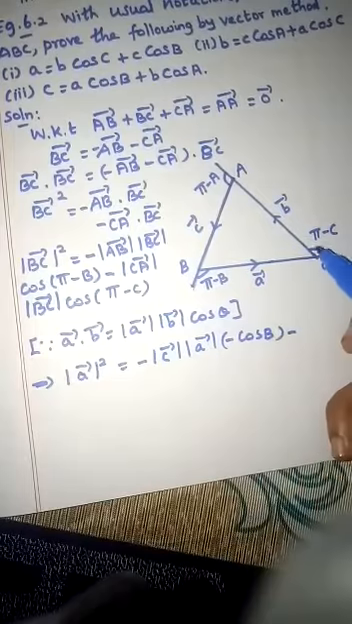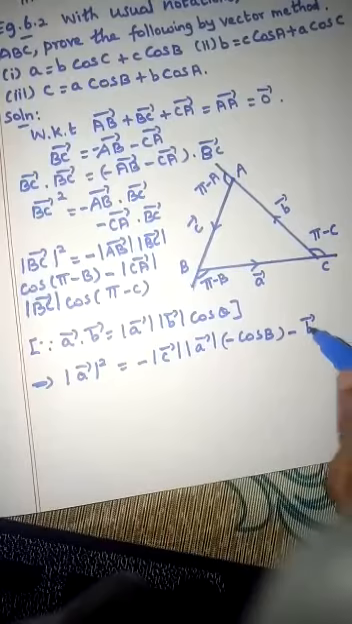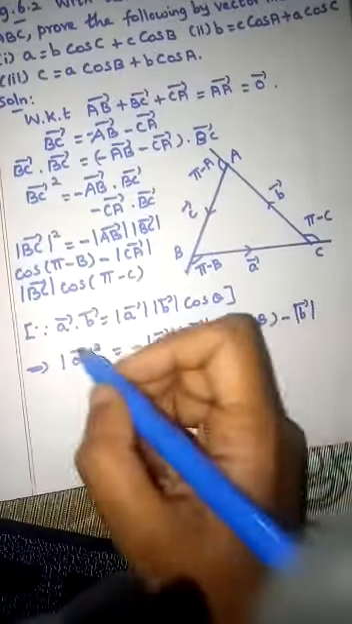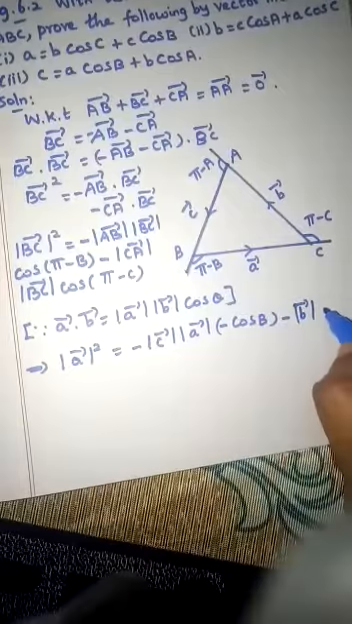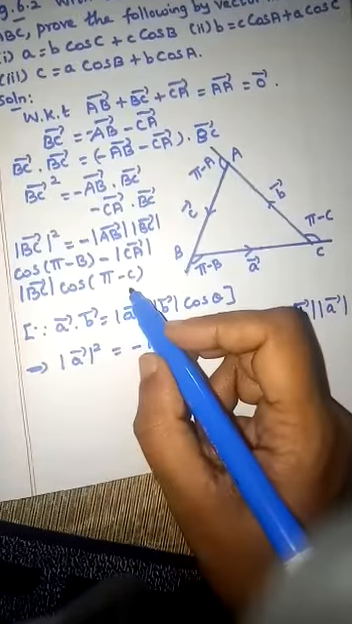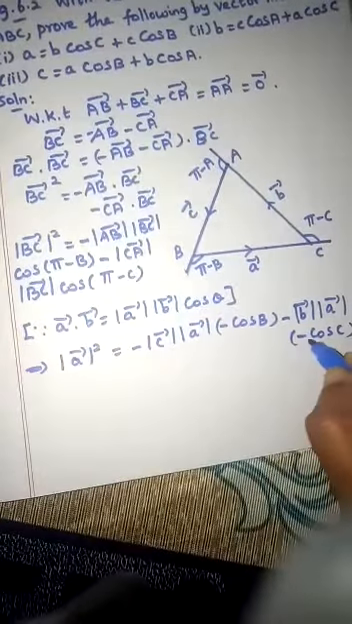And here we have minus CA vector. So CA vector means it is B vector. B vector into modulus of B vector. Then modulus of BC vector means it is modulus of A vector. Then cos of pi minus theta means it is minus cos theta. So minus cos C. Okay.